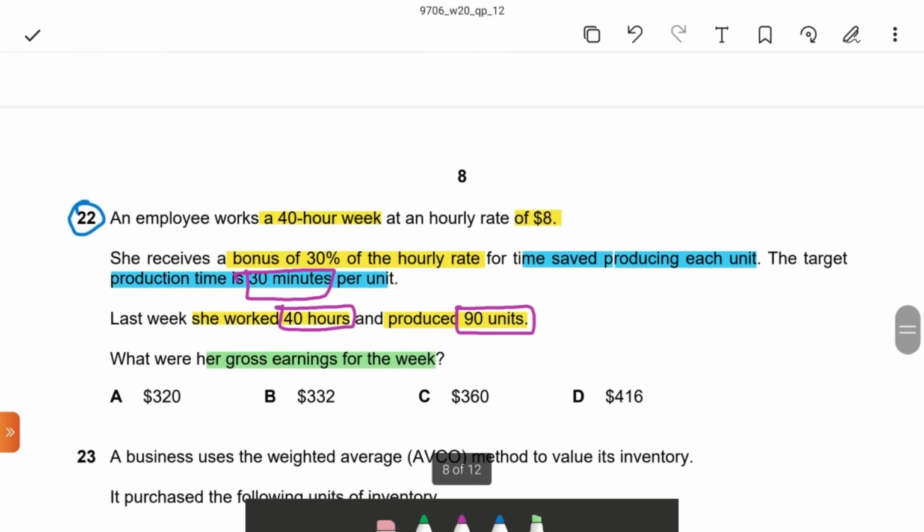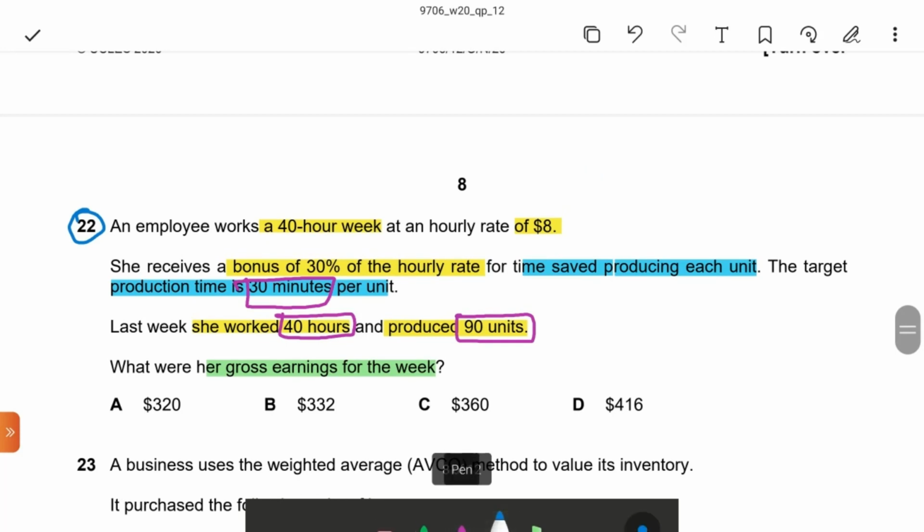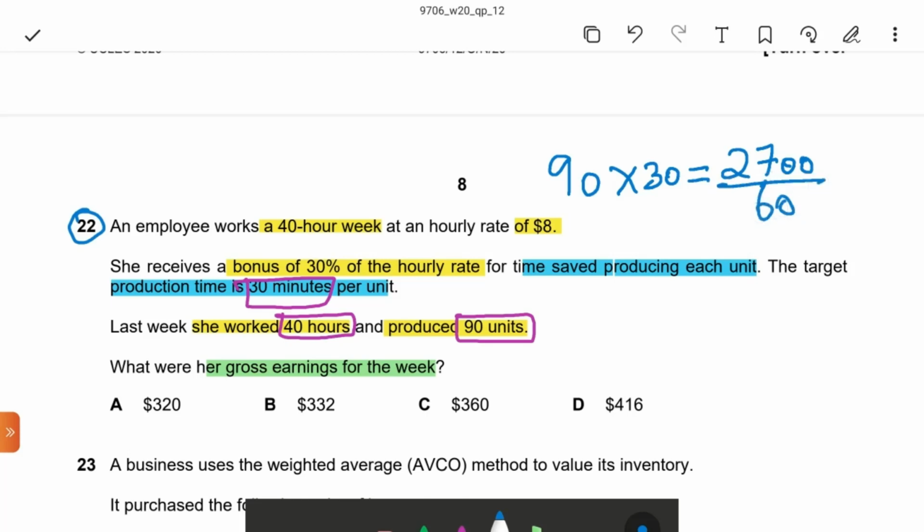To produce 90 units, 90 multiply 30, that is 2700 minutes required. 2700 minutes divided by 60 gives how many hours? 45 hours required to produce 90 units. But the employee produced this within 40 hours. So how many hours did he save? He saved 5 hours.